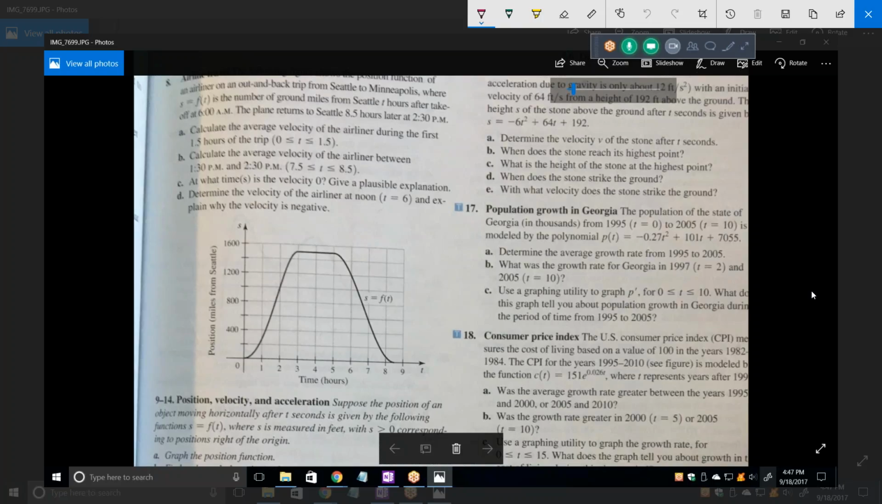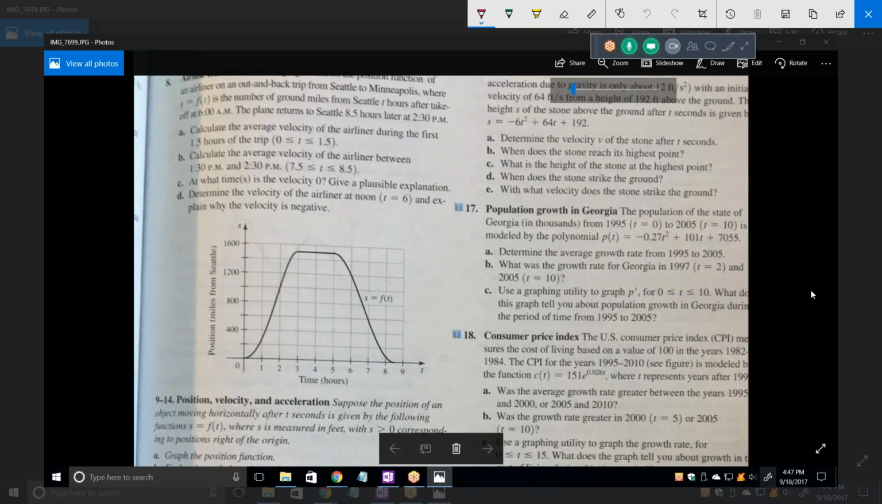Calculate the average velocity between 130 and 230. Can you do that? Yeah. I don't want to spend time doing it if you now know how to do it. We're not covering a lot of material here, so I don't want to keep doing the same problem over and over, which is what they're asking us to do.